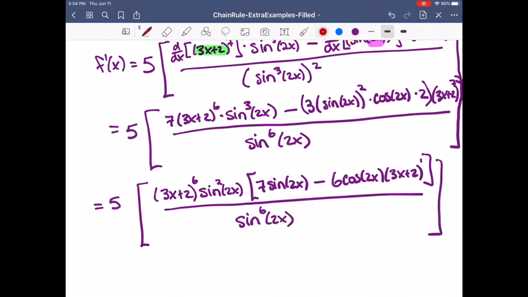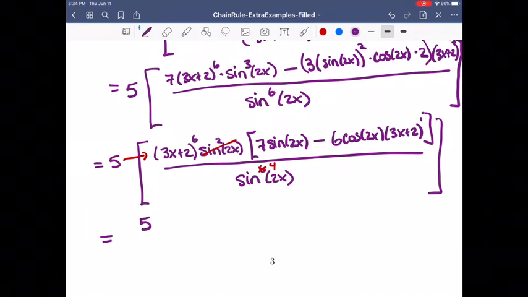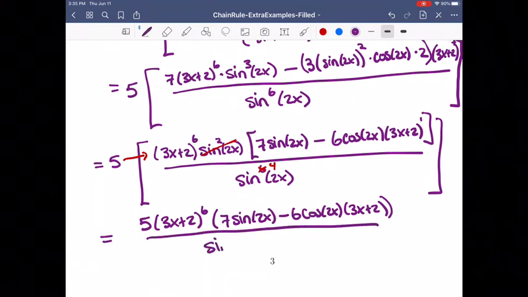Okay, so now I can cancel, so this goes away, and I have only 4 down here now. And I'm going to just move the 5 in up here. Okay, so this is 5, 3x plus 2 to the power 6 times 7 sine of 2x minus 6 cos of 2x times 3x plus 2, all over sine to the power 4 of 2x. Okay, and that would be my final derivative. So that was a few examples using the chain rule.